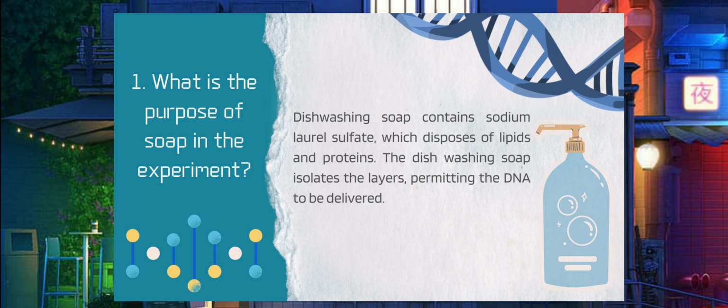Dishwashing soap contains sodium lauryl sulfate, which disposes of lipids and proteins. Since the layers that encase the cell are comprised of lipids and protein, the dishwashing soap will likewise slice through them. The dishwashing soap isolates the layers, permitting the DNA to be released. You can't see the DNA molecules yet because they're dissolved in water, which means that each DNA molecule is surrounded by water molecules.